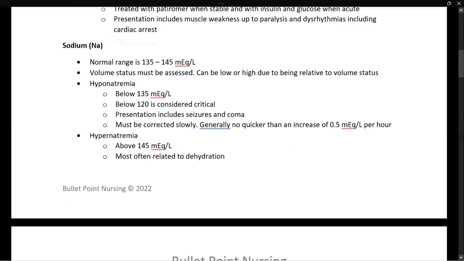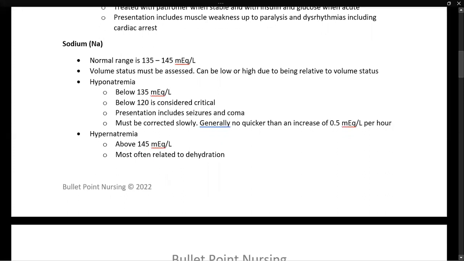Next, let's look at sodium. A normal range for sodium is 135 to 145 milliequivalents per liter. Volume status must be assessed because this can impact the patient's sodium level. Let's take a second and think about that. If a patient has X amount of sodium in their body, but suddenly they have a ton of fluid, that sodium is going to get diluted down, and their sodium is going to look as if it's really low. Even though their sodium level is normal, it's their fluid level that's really high. And the same thing can happen with the opposite.